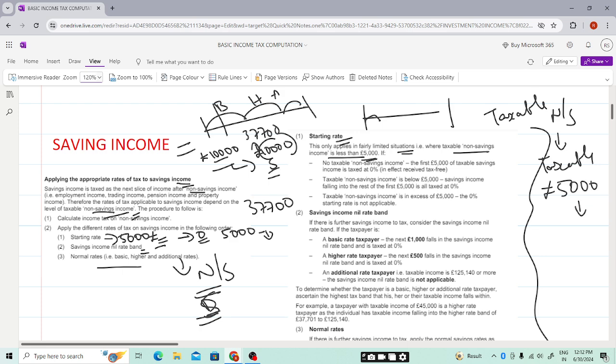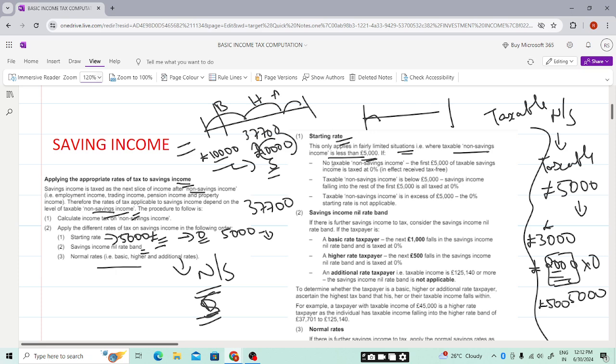So then only the special rule will apply. Special rule only will apply in this case. If the 3,000 is your non-saving income, taxable income, you only have 2,000 left. This 2,000 of saving income will be taxed at 0, not the whole 5,000. What is the amount that is available within the first 5,000 of the taxable income? The amount left is 2,000.